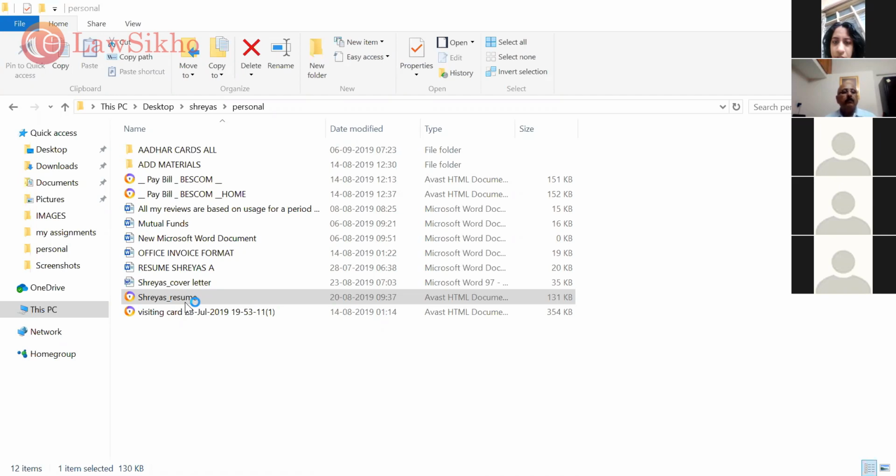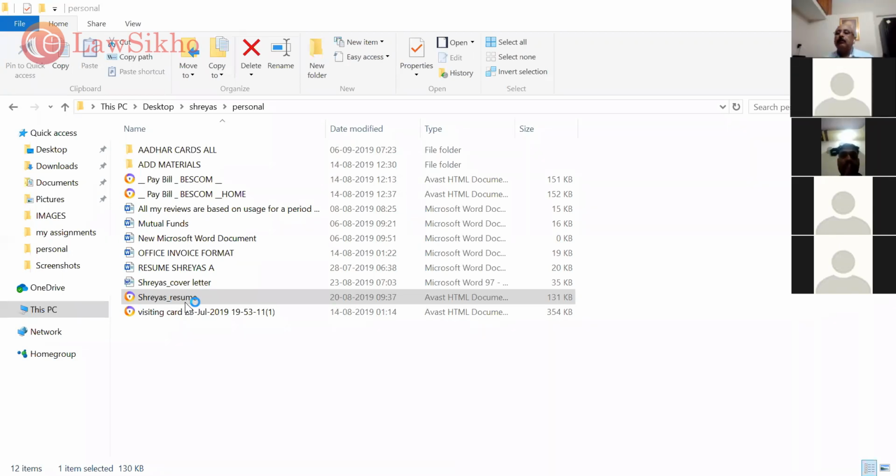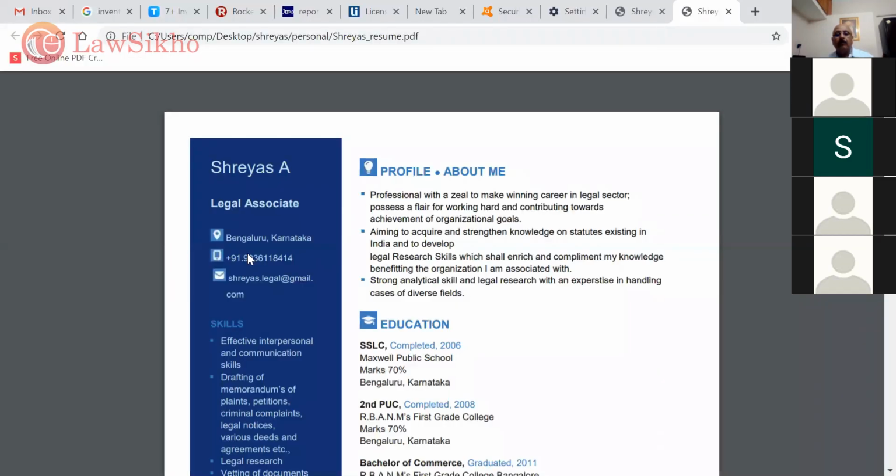You're sharing your desktop. When this opens, when the resume opens, after that you should share that specific window. Now is it visible? Yeah, perfect.